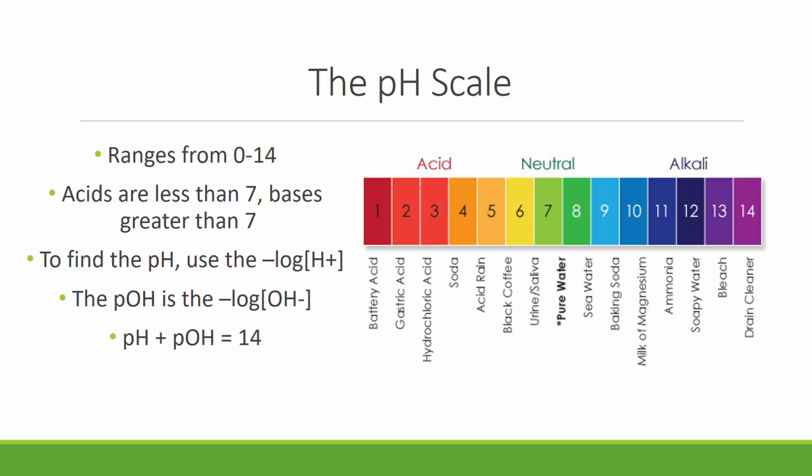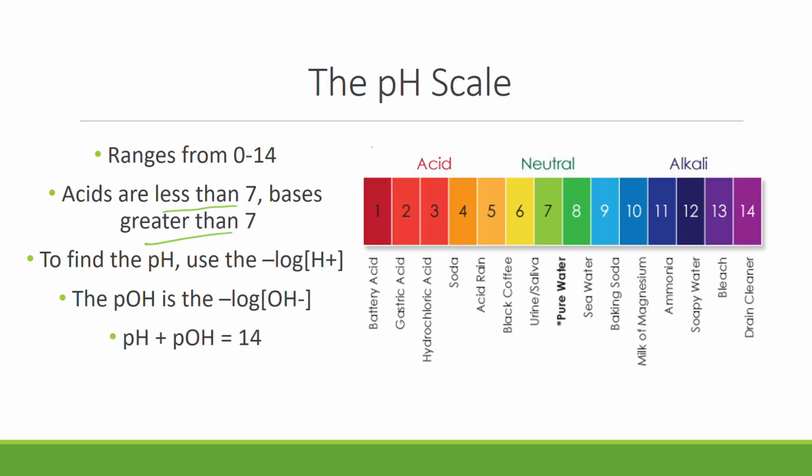Okay, so now that we've discussed the different types of Bronsted Lowry acids and bases and also Arrhenius, let's just talk about the pH scale in general. So the pH scale ranges from 0 to 14, but really 1 to 14 when we're talking about the actual scale. So acids are less than 7, and bases are greater than 7.